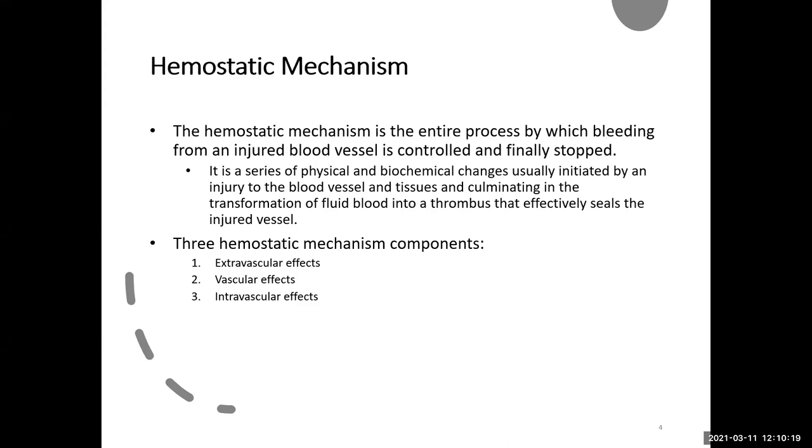The hemostatic mechanism is the entire process by which bleeding from an injured vessel is controlled and stopped. So it goes through a series of physical and biochemical changes that are initiated once that injury happens to that vessel or tissue, which takes the fluid blood and transforms it into a thrombus. So the fluid is like that plasma portion that we saw when those cells are separated. Within that, you have factors that are going to go into creating that clot to seal off that injury. So you have three mechanisms, which are the extravascular effects, the vascular effects, and the intravascular effects.